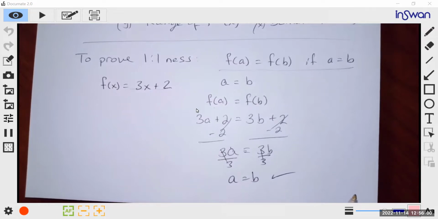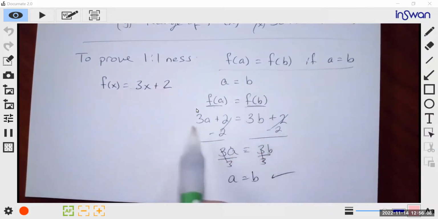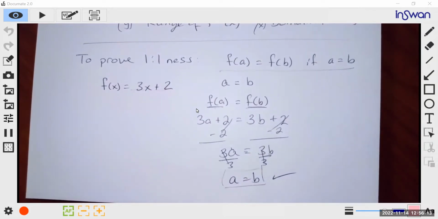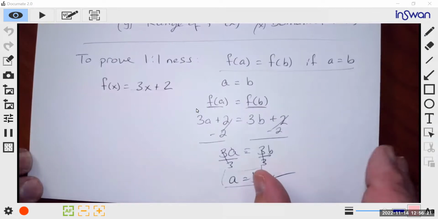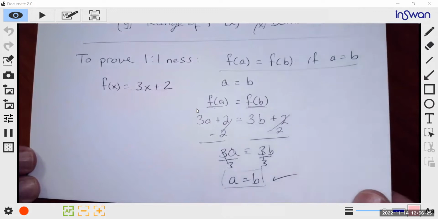I was catching my breath. But what we're trying to do is, once we set f of A equals f of B, and we put the A and B in there, and if we can simplify it and we end up with A equals B, then it's a one-to-one equation. The only way that could be true is if A and B are equal.